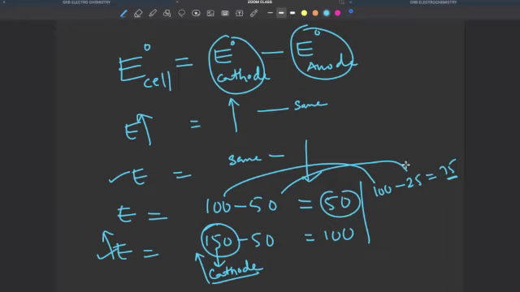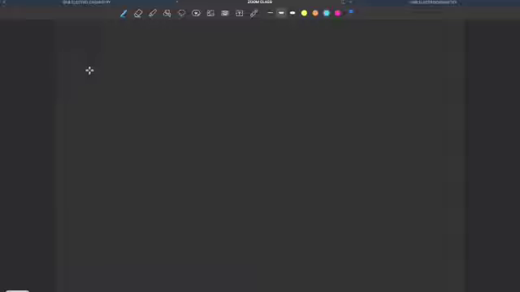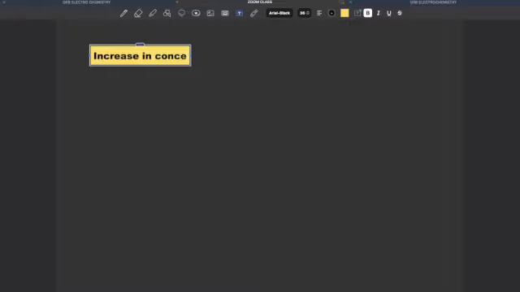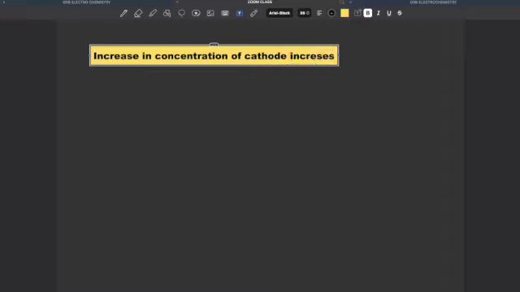So in order to increase the electrode potential of a galvanic cell, two things should be done here. So what are the two things here? I'll type it, you take it here. Increase in concentration of cathode increases E cell.